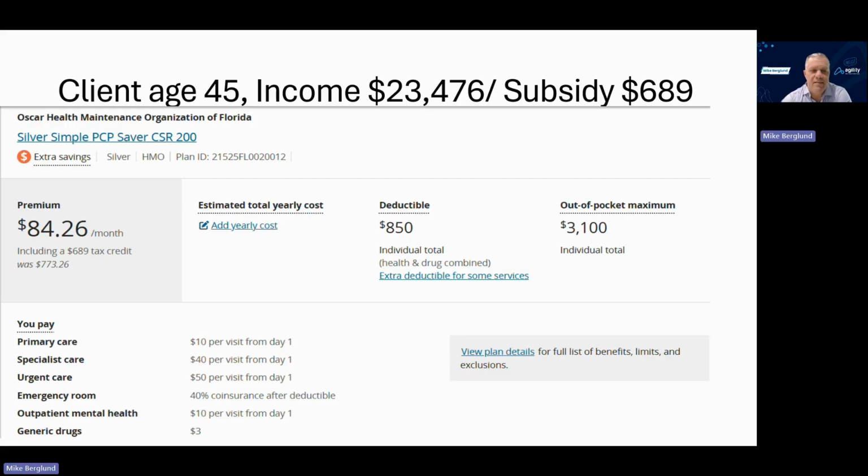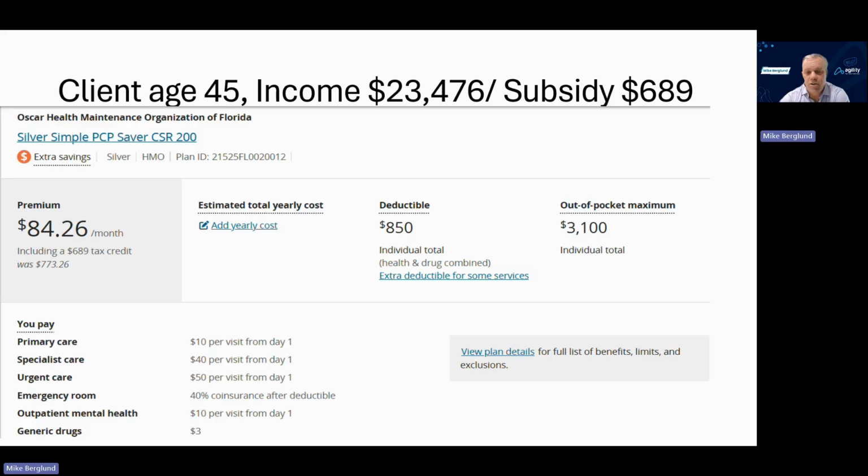It moved them to an 87 actuarial value plan. Their deductible is now $850, where before it was 0. That's a big jump for $1. Out-of-pocket maximum, $3,100. And all of their copays went up. $10 to go to primary care, $40 to go to specialists. Urgent care is $50. Emergency rooms, 40%. Outpatient mental health is now $10 a visit, and generic drugs that were 0 are now $3.